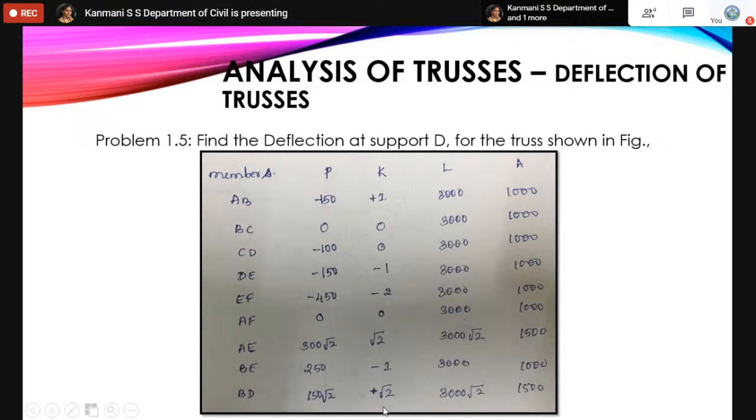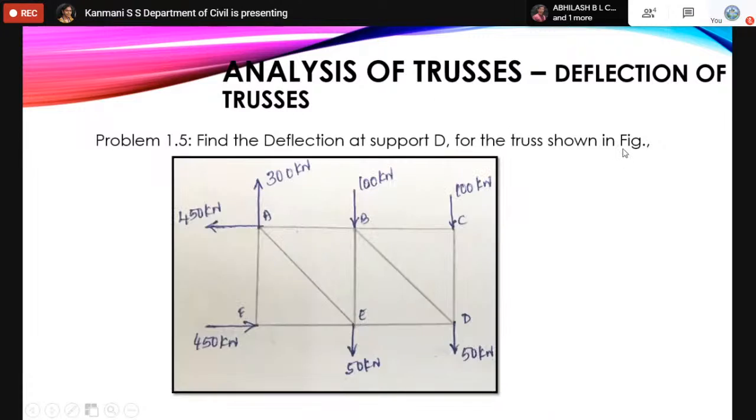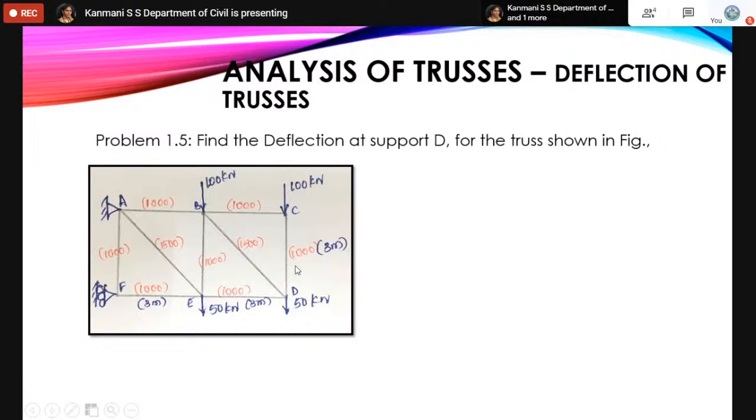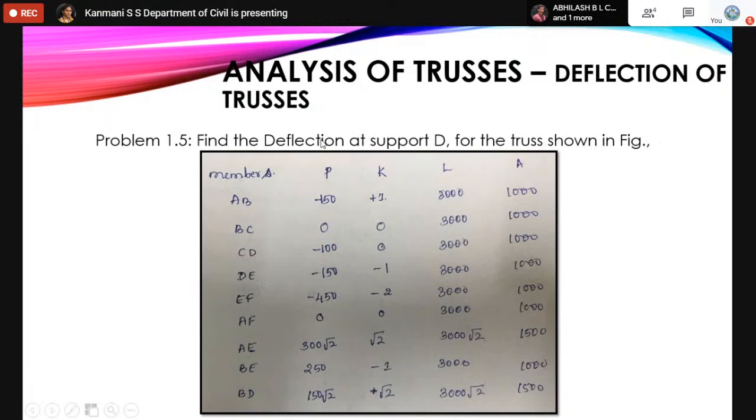At column K, I have written the member forces we got due to unit load at joint D, since the deflection is required at joint D. L is the length of the members. All the members are having 3 meter, only the inclined member we have to find. So for the inclined member, the value is 3000 root 2. And the last column is A column, that is area column. If you see this figure, area is given in the bracket and the lengths are here in the blue ink pen. So now this table is ready.